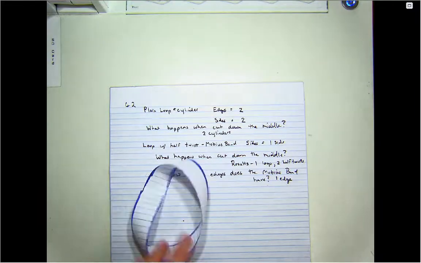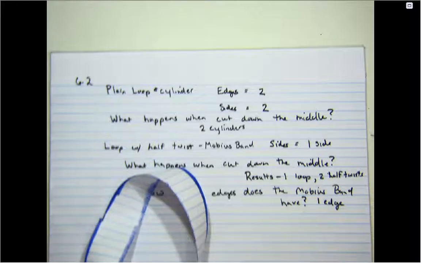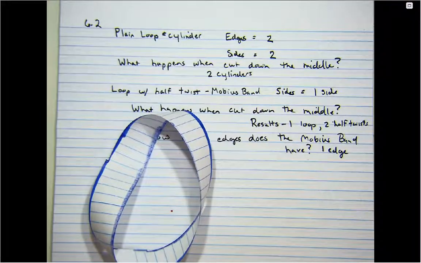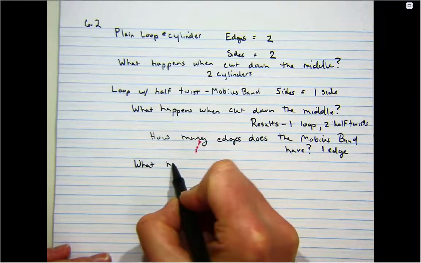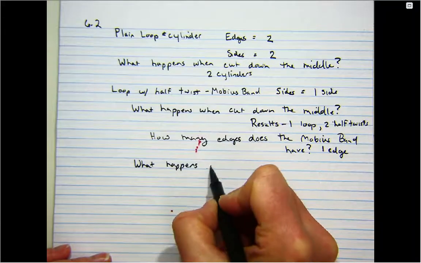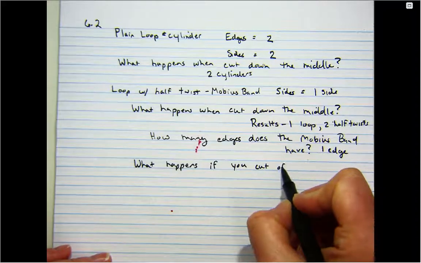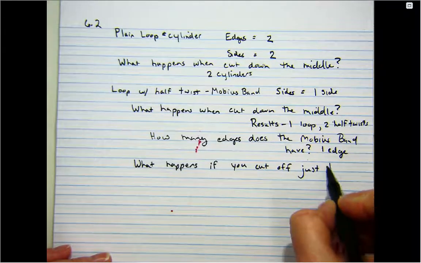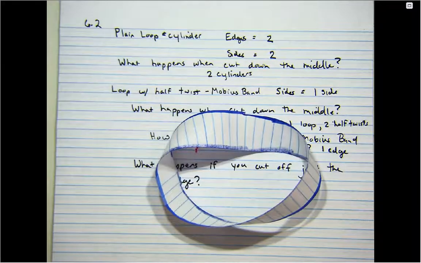So the Mobius band is interesting. It has one edge and one side instead of a plain loop. Just adding that half twist in it gives an extra interest to the shape. Now, another prediction time. What will happen if you cut off just the edge? What will happen if you cut off just the edge?